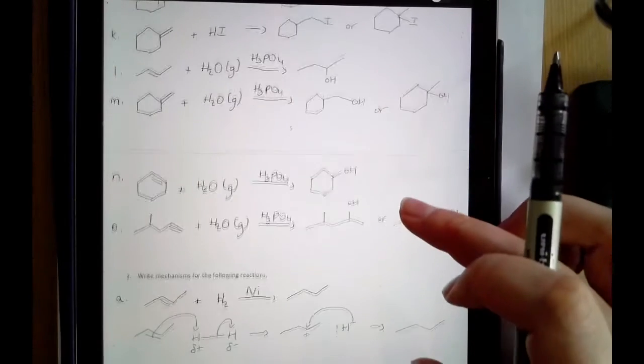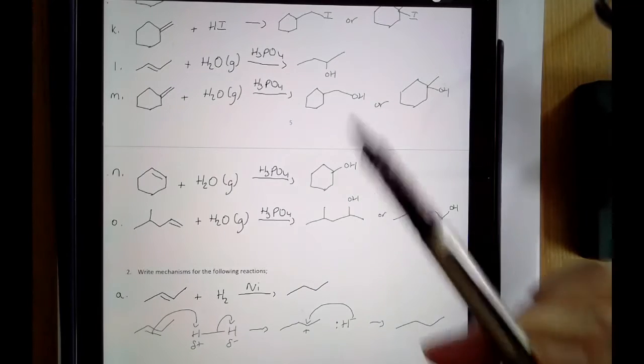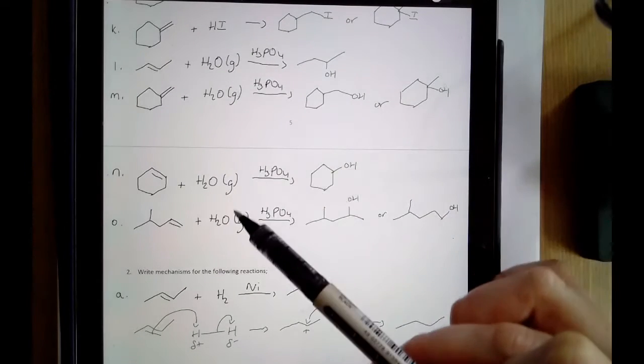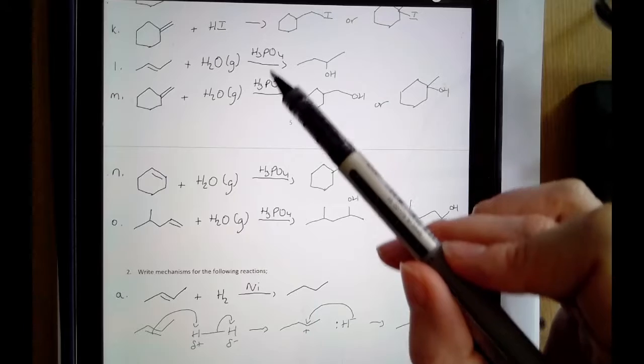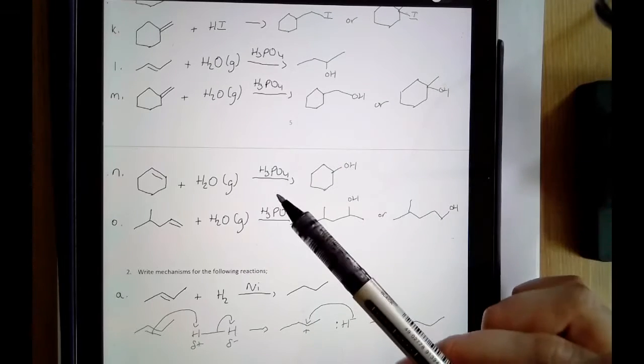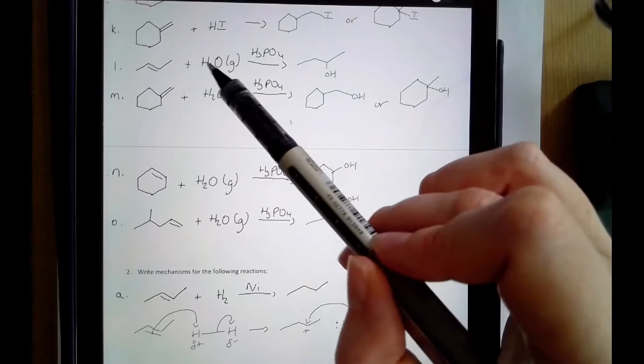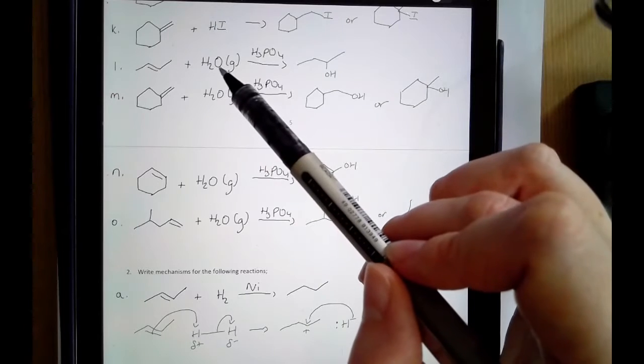The next few examples are all to do with adding water. You'll see that I've got H2O gas the whole way down because I'm reacting with steam, and I've got my phosphoric acid catalyst as well. When you're adding water, you add hydrogen to one carbon and OH to the other.